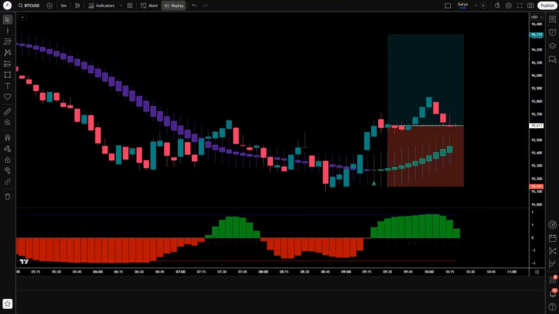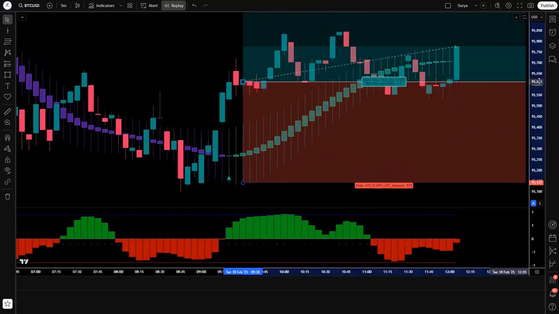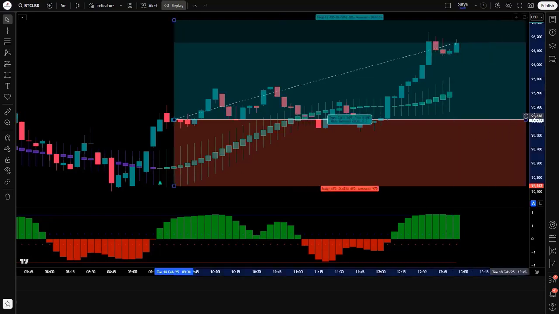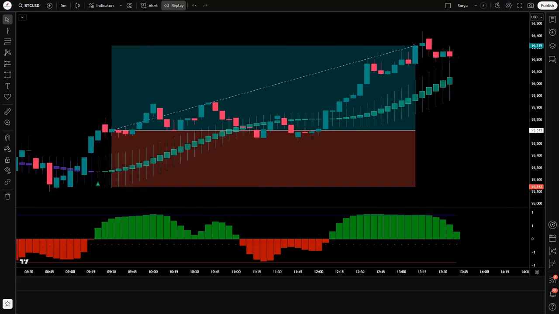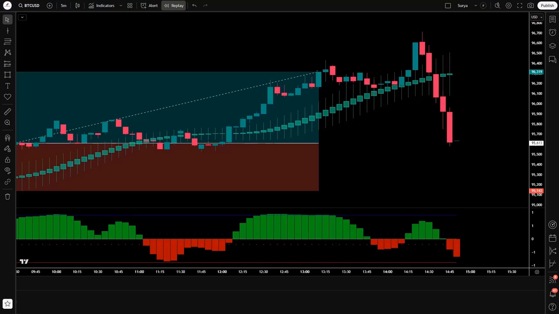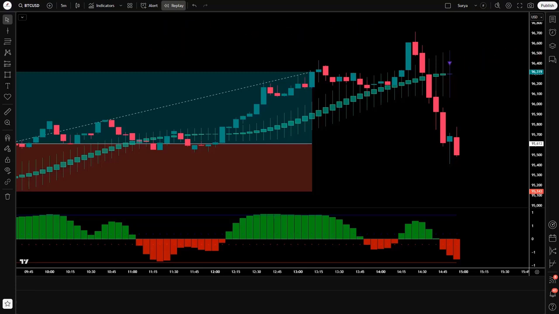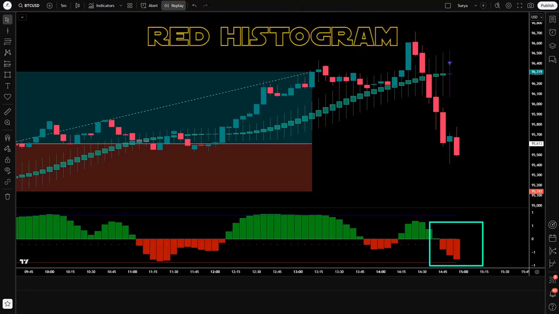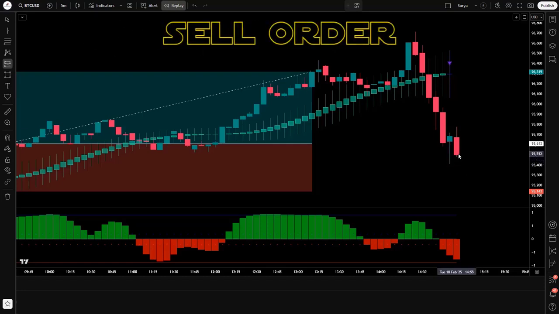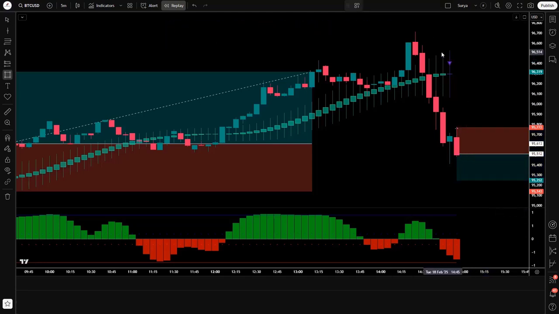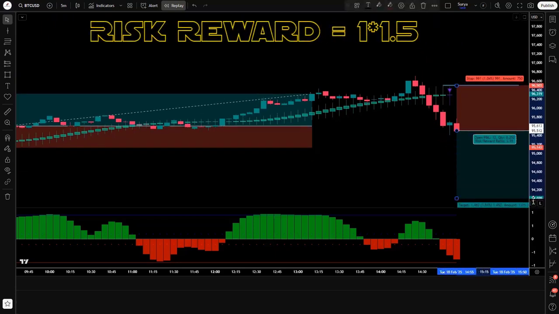Let's see what happens to our trade. We have won the trade. Let's find the next trade. When the triangular Hull moving average indicator has given a sell signal, the premier stochastic oscillator indicator has formed a red histogram. And the market forms a bearish candle, so all these conditions are met, so we have to take a sell order. And our stop loss should be placed at the high of the Hama candle. And the risk-reward ratio will be 1:1.5.